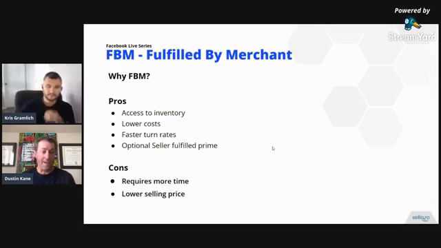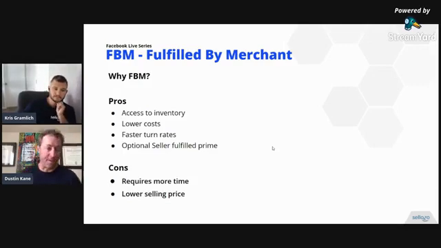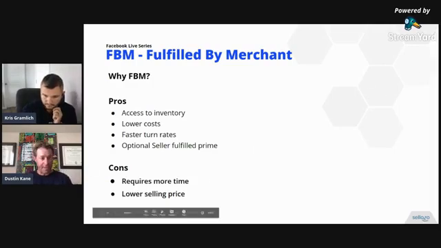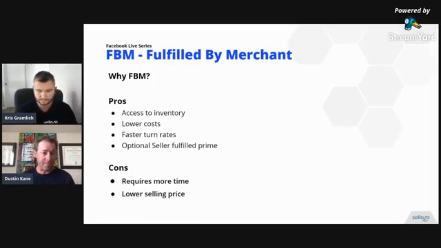Yeah, well, I mean, this is basically the inverse of the conversation we just had about FBA. If you do FBM, you become the warehouse. You've got to package everything up. You've got to print your shipping labels. You've got to ship them somehow on time, whether that means driving them to UPS or having them pick it up. So that can be a big con.